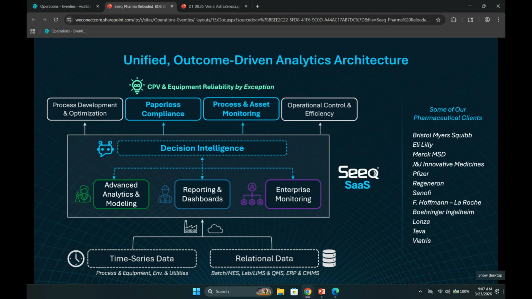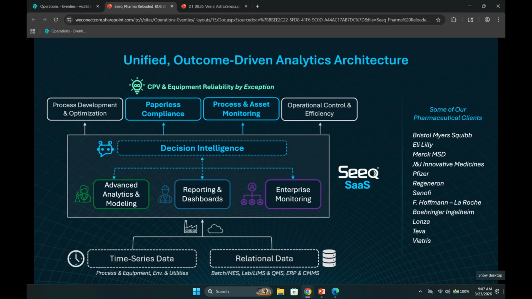So where does Seeq fit into your analytics architecture? As I mentioned, we connect to both time series data, things like your process and equipment data historians, and your relational databases like batch and MES data or lab and LIMS data. Seeq queries this on demand in real time with no data migration necessary, either on-prem or over cloud services. On top of this data, this is where the Seeq SaaS stack sits.